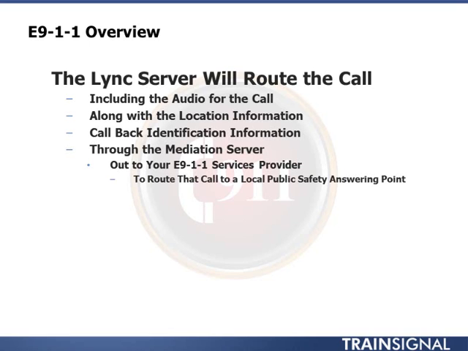So if I place a call from Mesa and it gets routed out through a gateway or through my SIP trunk connection over in Phoenix, my client location of Mesa gets passed along with the call. So the call can get routed to a local public safety answering point or PSAP based upon my Mesa location, not the Phoenix centralized SIP trunk connection location.